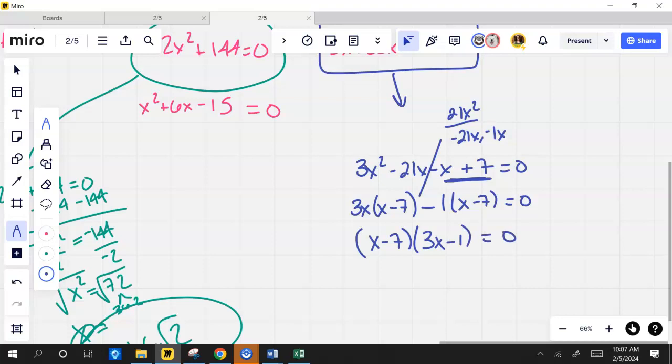And I'm not done. Why am I not done yet? That's right. Everybody's got to go to 0. I've got to split them up. So here, x minus 7 equals 0, and 3x minus 1 equals 0.